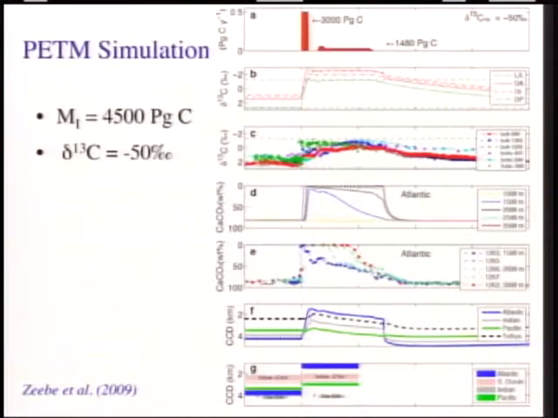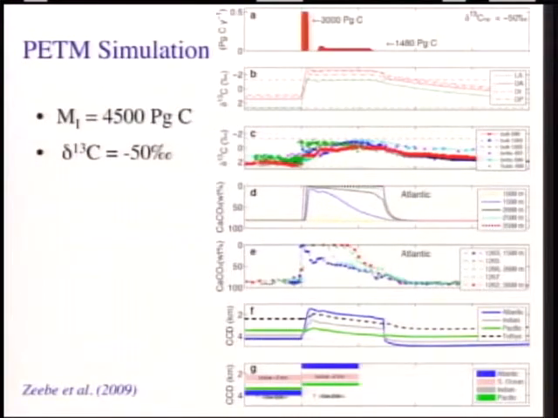And so the simulation involves the input of 4,500 gigatons of carbon. And I'll tell you that the delta C13 of that carbon in this simulation has to be minus 50 per mil. This shows how the carbon is input. And we release about 3,000 gigatons very quickly in a couple thousand years, and then continue to leak carbon for another 40,000 years or so, another 1,400 or 1,500 gigatons.